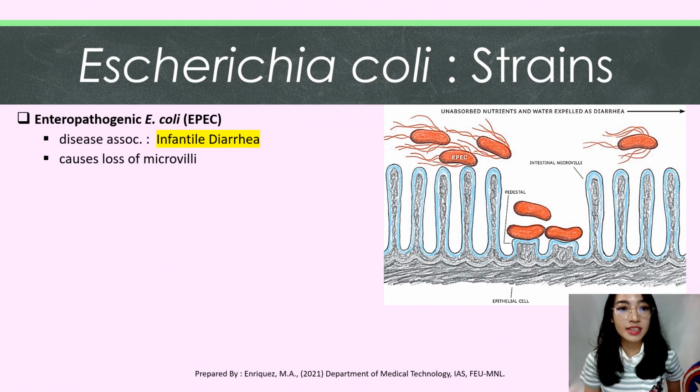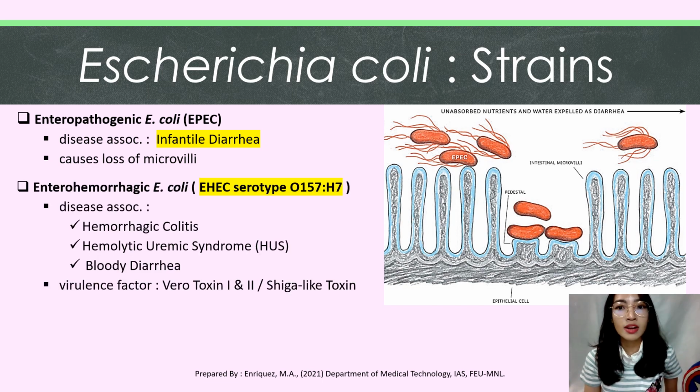Next is the enteropathogenic E. coli or EPEC strain. So the enteropathogenic E. coli is the causative agent of infantile diarrhea. EPEC does not produce any toxins, but it can cause damage, which leads to the loss of microvilli, as illustrated here in this figure. Next is the enterohemorrhagic or EHEC.